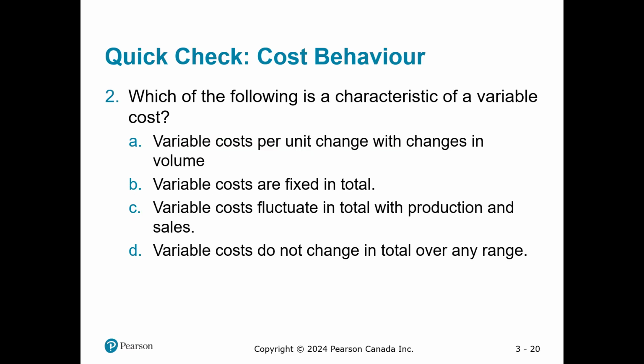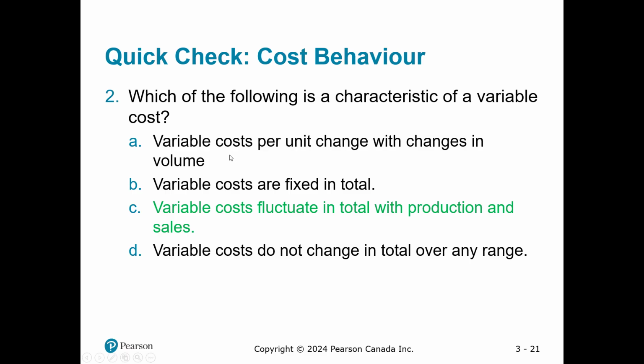Which of the following is a characteristic of a variable cost? Variable costs per unit change with changes in volume. Variable costs are fixed in total. Variable costs fluctuate in total with production and sales. Variable costs do not change in total over any range. Variable costs fluctuate in total with production and sales.